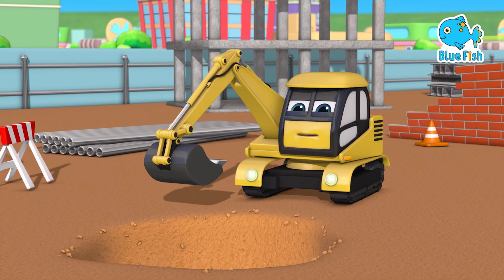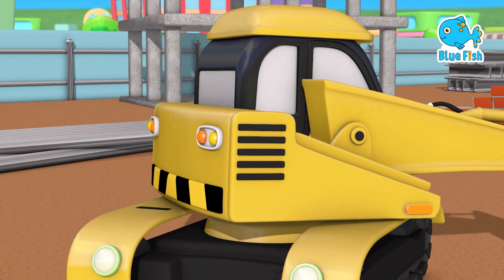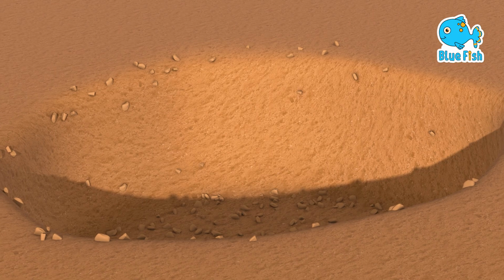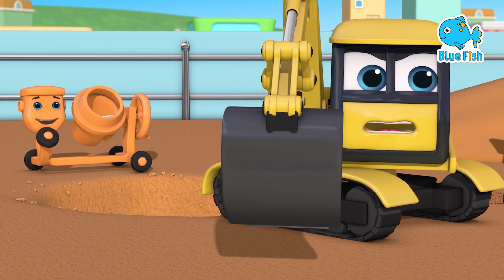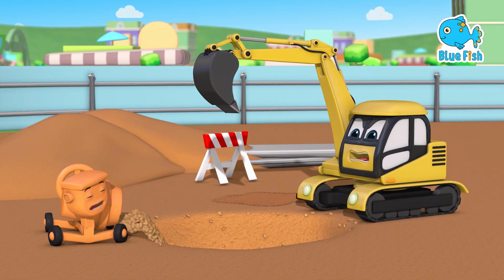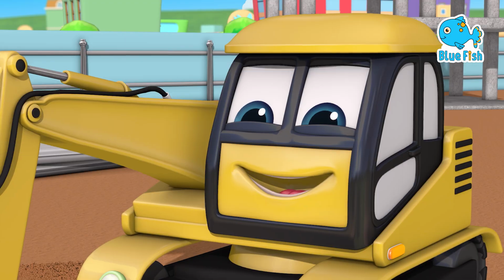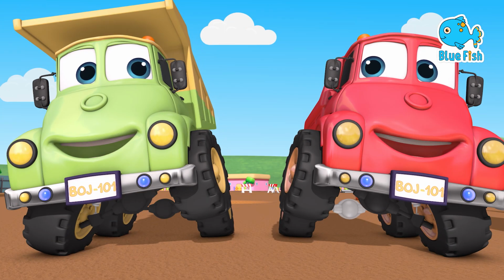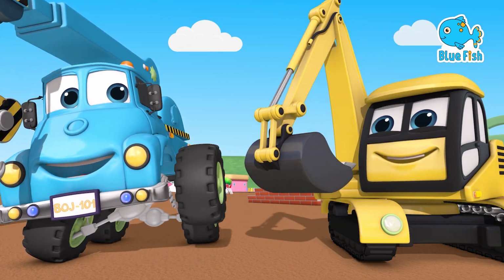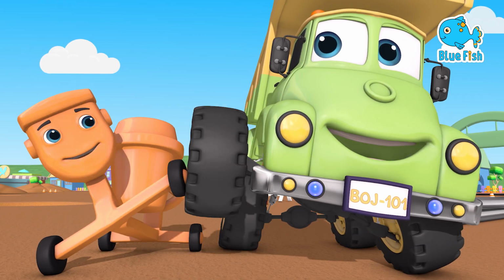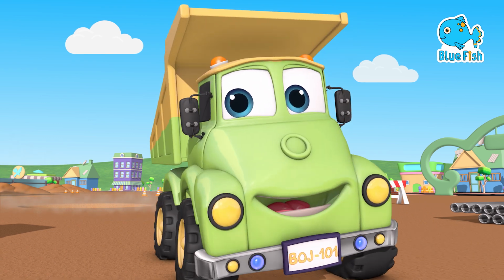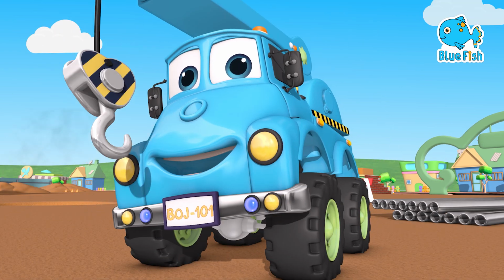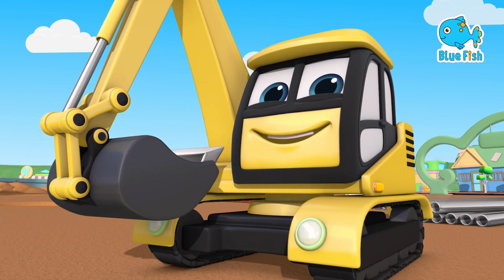The digger picks up mounds of dirt and it takes it somewhere else. Then it digs a giant hole for the people to build a house. Construction truck, you're strong. Construction truck, hip hip hooray. Construction truck, you work so hard. Construction truck, you save the day.